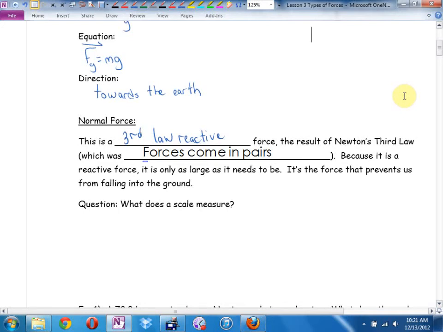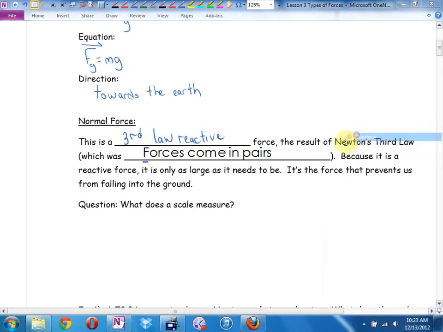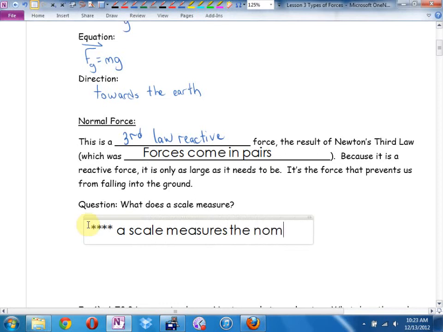Question, I ask: what does a scale measure? Hopefully I've convinced you, key idea, a scale measures the normal force. You see, there is no easy way to calculate the normal force. You're going to hear me say, what is the normal force? I'm never going to give you an equation to find the normal force. What we are going to be able to do is draw a good free body diagram and, using Newton's laws, figure out how big the normal force has to be.